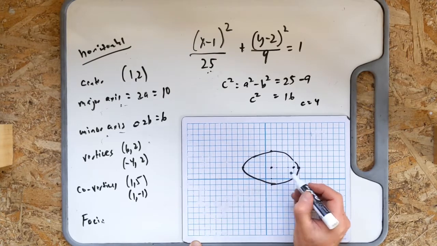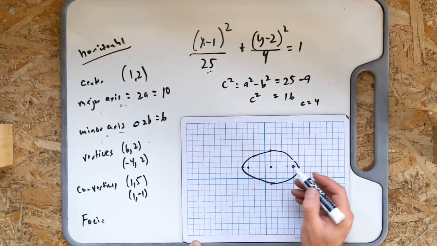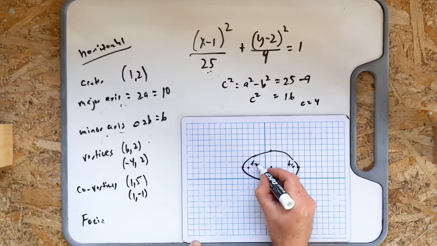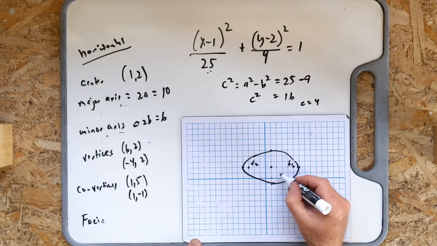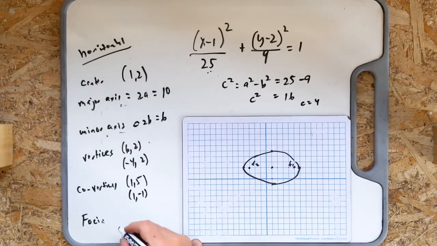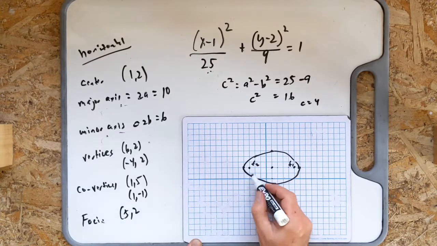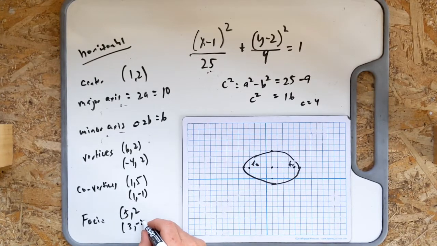1, 2, 3, 4. Here's F1. Here's F2. You can label them any way you want. And this is (5, 2) for that focus, and (3, negative 2) for that one. Okay, so again, just do them visually.